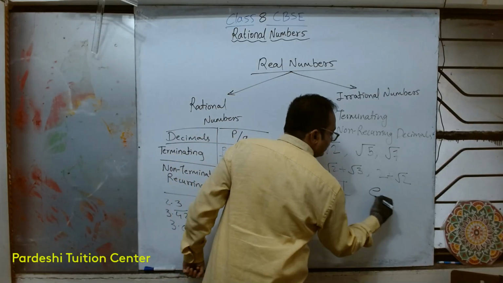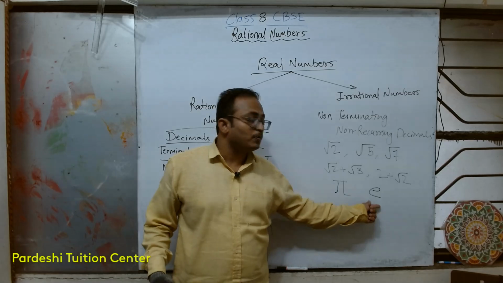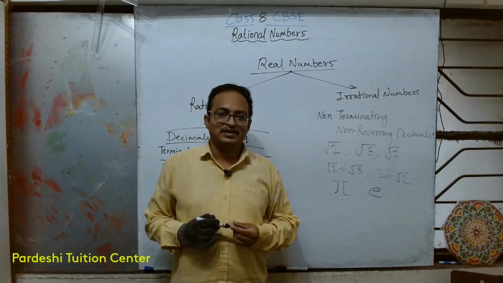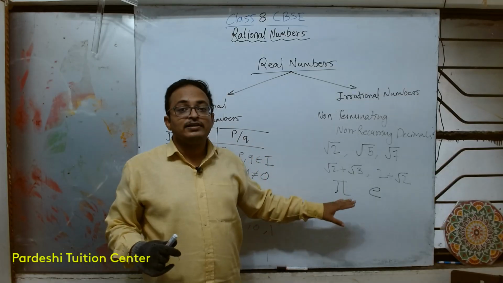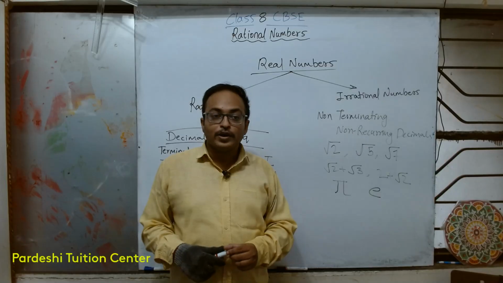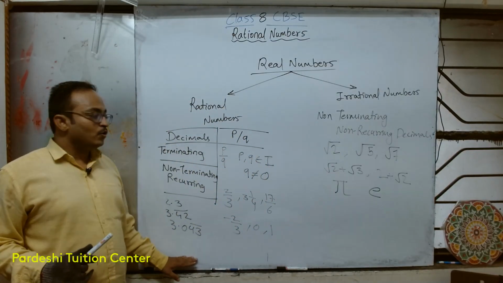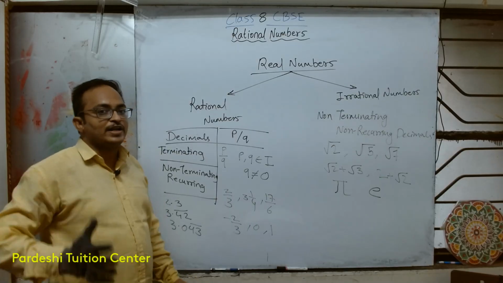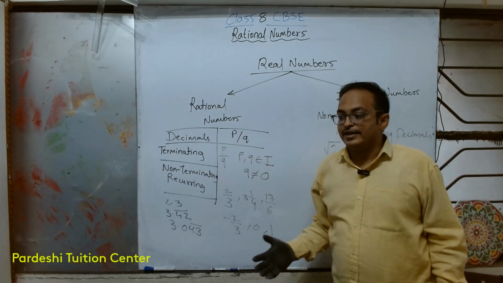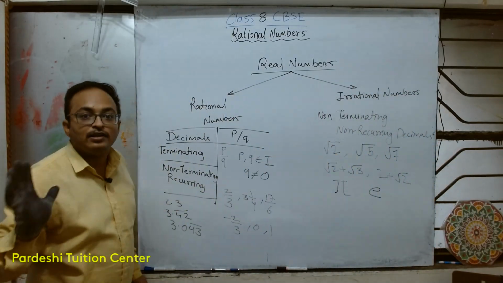Also e raised to the power 2x, exponential. Here e is also an irrational number. There are many irrational numbers that we take as constants. Okay, so these are all irrational numbers. These are all rational numbers. There are many more properties of rational and irrational numbers that we are going to see in class 9th and class 10th. But till class 8, you must have this knowledge of rational and irrational numbers.